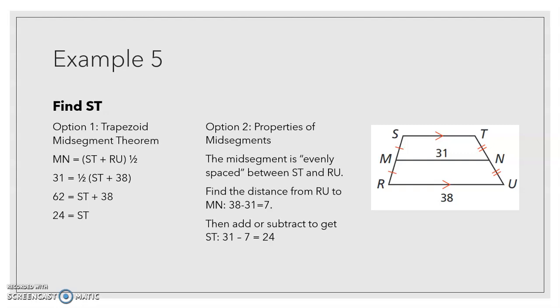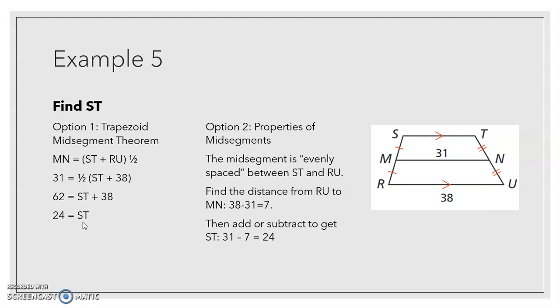Okay, so there are actually 2 options to solving this. The first one is to use the trapezoid mid-segment theorem, which says that the mid-segment, MN, is equal to the 2 bases, ST and RU, added together, and then divided by 2. So what I did is I took my measurements and put them in. I multiplied by 2 on both sides to get rid of this 1/2, and then I subtracted 38. So ST is 24.